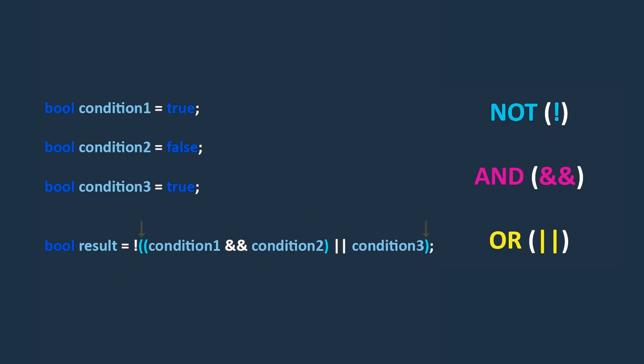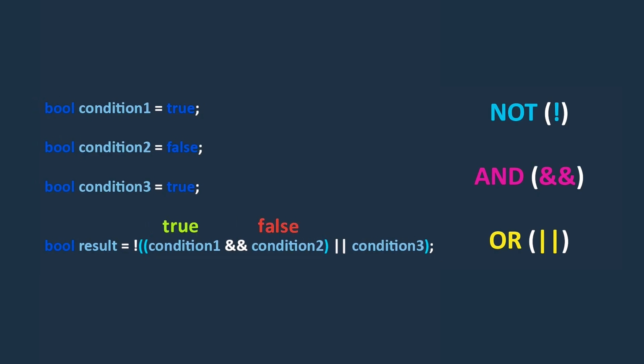In this case, parentheses are used to group the result of condition 1 and condition 2 or condition 3. And other parentheses are used to group condition 1 and condition 2 together. As a result, the AND operation is evaluated first.